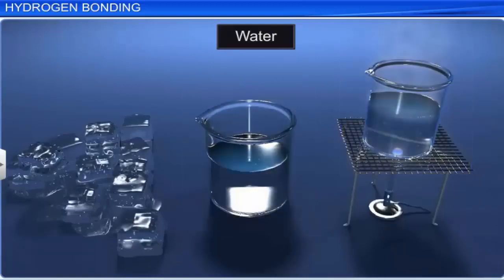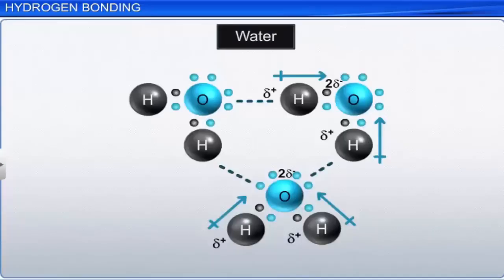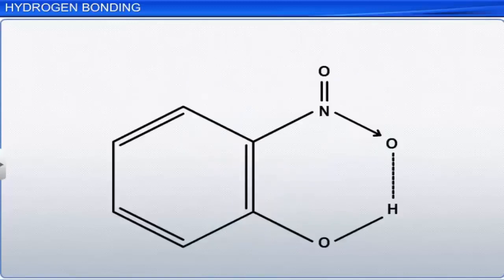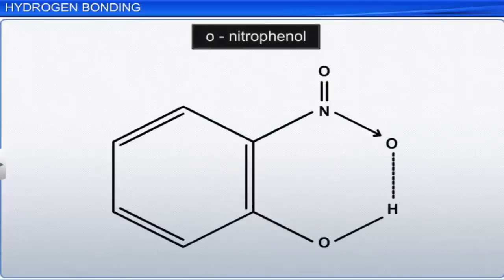The hydrogen bond present in water is said to be an intermolecular bond, which means that the hydrogen bond is formed between 2 different molecules of the same or different compounds. However, in certain compounds like orthonitrophenol, a hydrogen bond is formed between the hydrogen atom of the hydroxyl group and a highly electronegative atom, that is oxygen of the nitro group, present within the same molecule. Such a bond is called an intramolecular hydrogen bond.